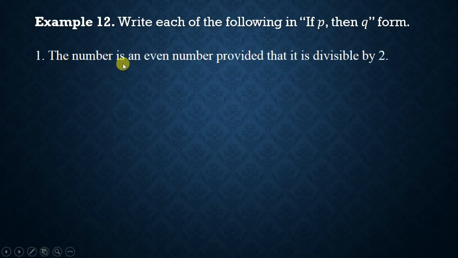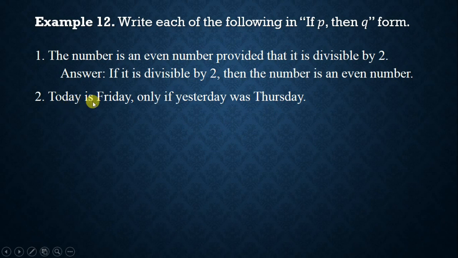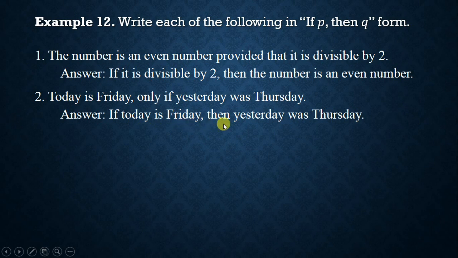The number is an even number provided that it is divisible by 2. So in if P then Q form: if it is divisible by 2, then the number is an even number. Today is Friday only if yesterday was Thursday. So it can be written as: if today is Friday, then yesterday was Thursday.